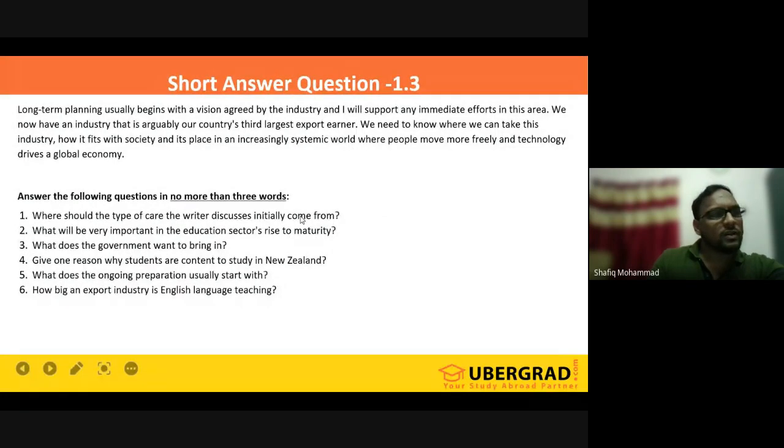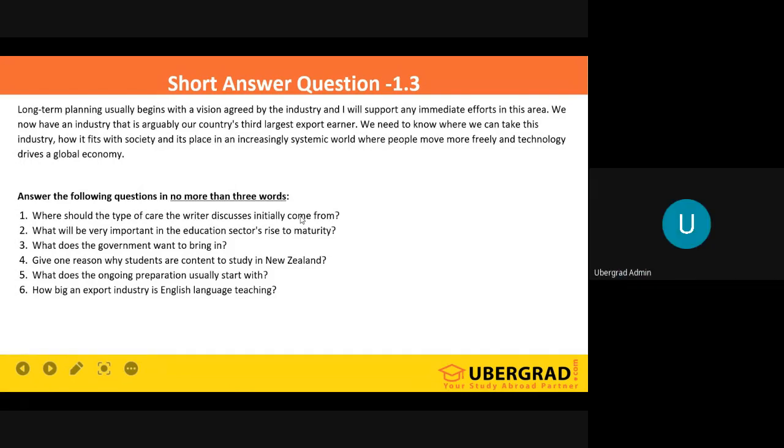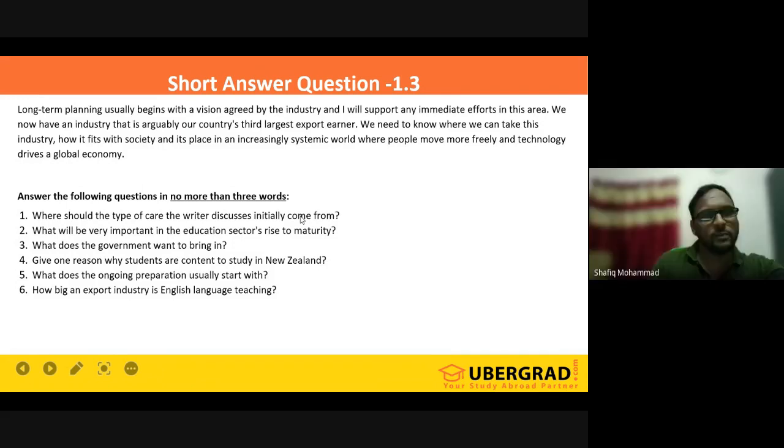Is it 1.3? Which question is it? Yes, sir, I think it's 1.3. Yes, the last question you were solving. How big is the export industry, right? Yes. So how big is the export industry?